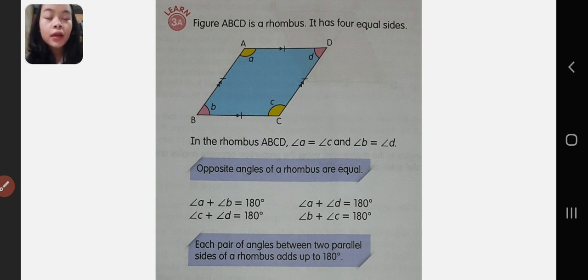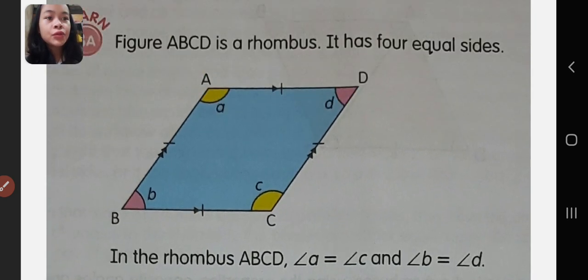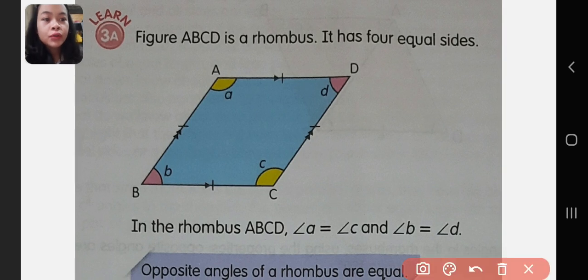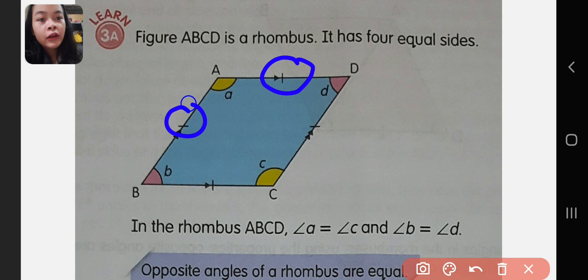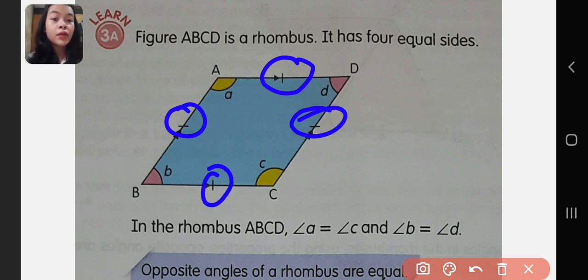So today you're going to learn about the rhombus. I'm going to continue to explain about rhombus. Figure ABCD is a rhombus. Like we know before, all sides of a rhombus are equal. So here, and here, all the sides are equal, so it has the symbol of one straight line, as you can see there.